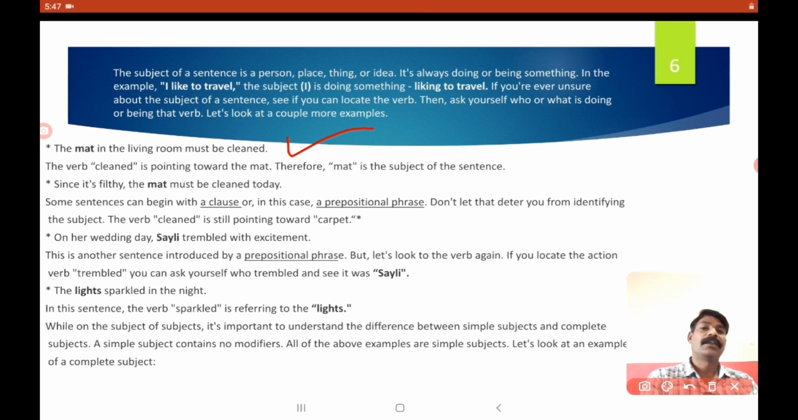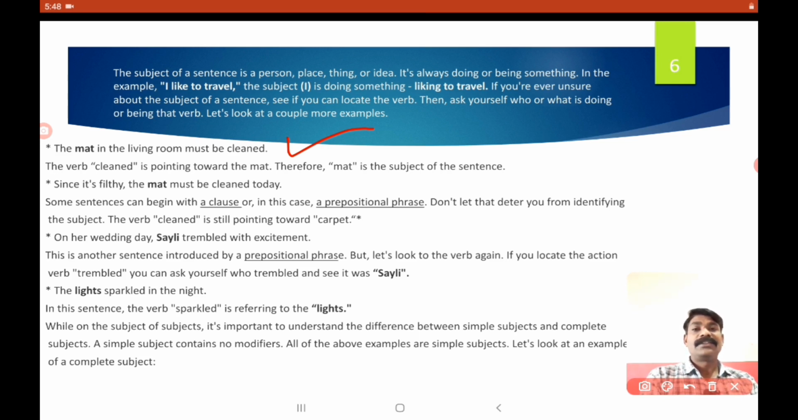संबंध दिसतो आहे. Since it's filthy, the mat must be clean. Some sentences can begin with a clause or a prepositional phrase. See, before this slide, I clarified to you. मी याच्या अगोदरच्या स्लाईडमध्ये तुम्हाला क्लॅरिफाय केलं होतं की प्रत्येकच वेळेस तुम्ही म्हणाल की सुरुवातीला आलेला कोणताही शब्द म्हणजे सब्जेक्ट. It does not so. See, here the sentence is started with since it's filthy. Actually it is the clause.